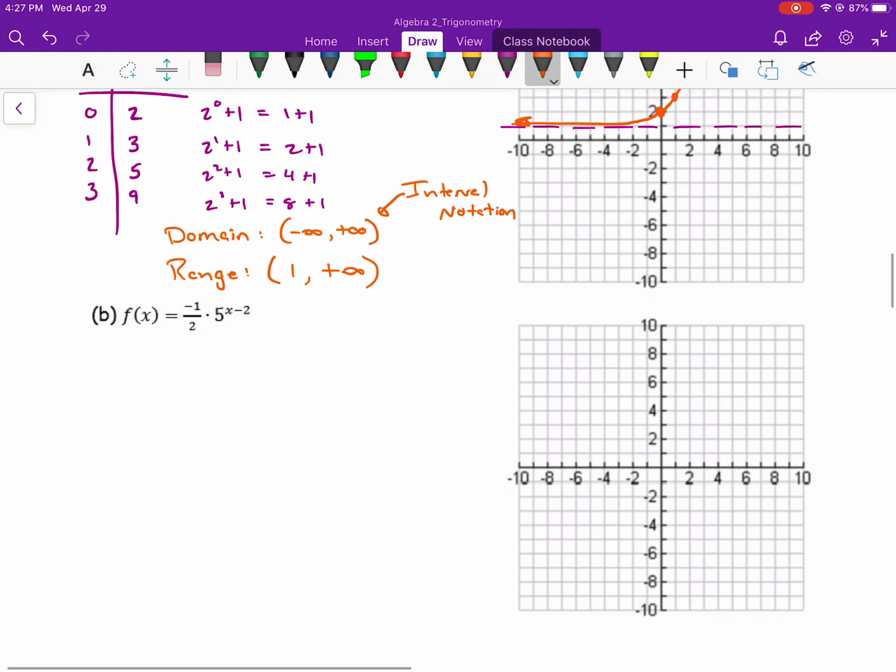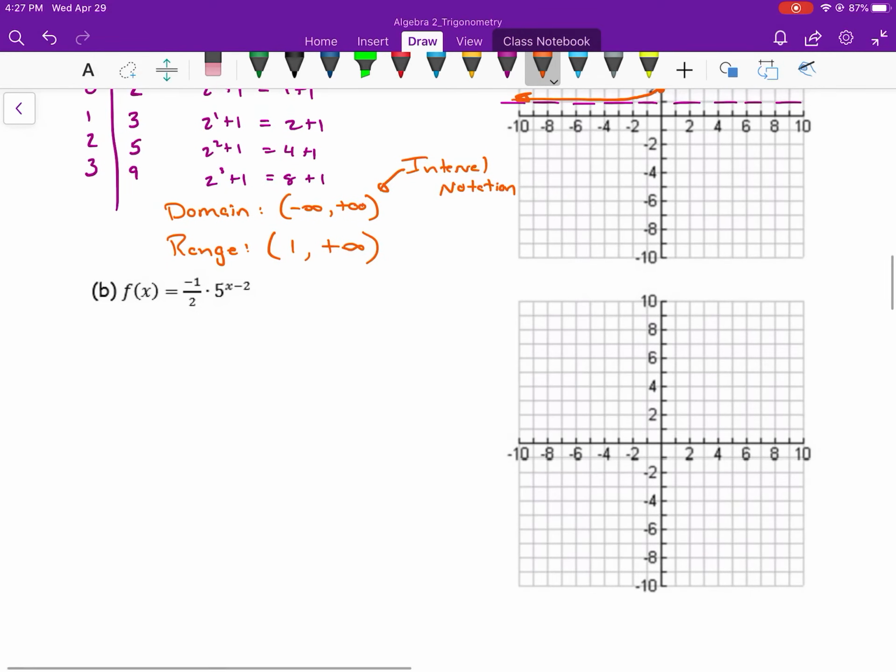Alright, so now we got one that's got a little bit of a twist in here. So we have -1/2 times 5 to the x minus 2 power. Alright, and then this will be plus 0 on the outside. So h is 2, k is 0. And see that this is negative right here, so we're going to reflect. So instead of it going up like that, the graph is going to go down.